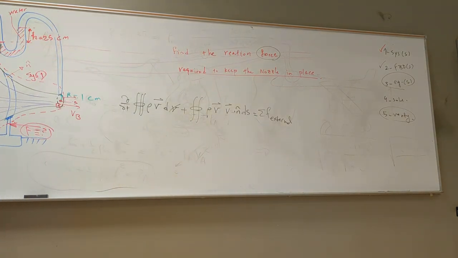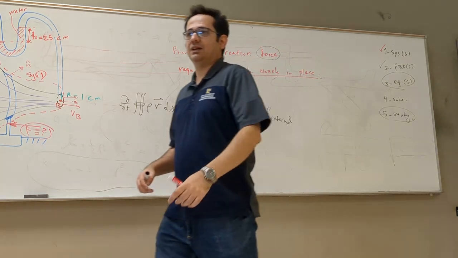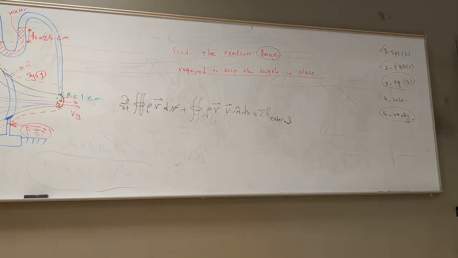Now, what are the external forces? Well, we already mentioned two of them. One was the gravity. Do I have change in elevation? So I don't really care about this term, the rho g. I'll write it, but I'll show you it's going to be zero. And then the next thing is going to be pressure. So if I include pressure and gravity, am I done? What else do you see here?